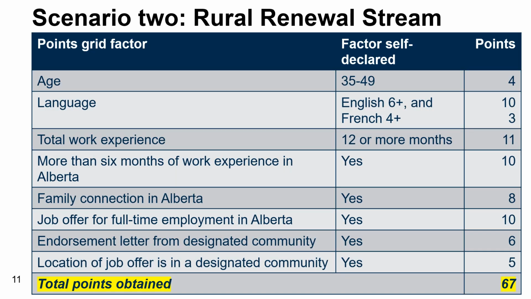In this second sample scenario, we show how many points a person may obtain who may have the most interest in the rural renewal stream. In this scenario, AAIP may invite this individual to apply through a draw targeting prospective applicants using instructions that may include factors such as a minimum of 65 total points from their expression of interest, a job offer for full-time employment in Alberta, total work experience of 12 months or more, work experience of 6 months or more in Alberta, an endorsement letter in a designated community, and a valid work permit. In this case, the individual would receive an invitation to apply.